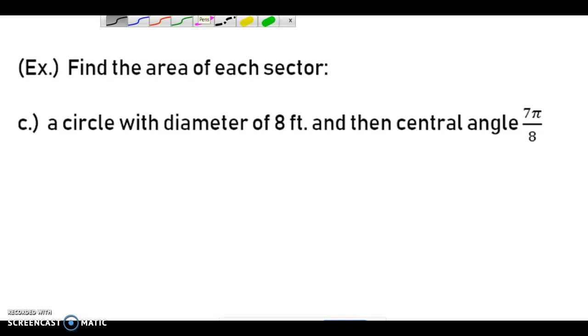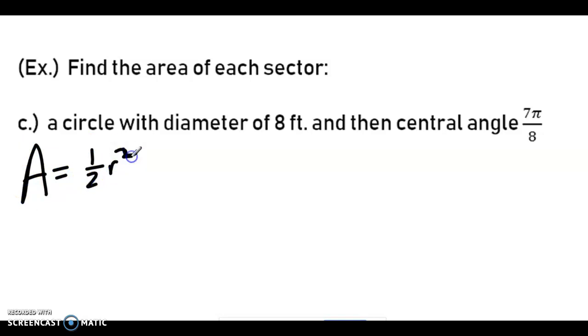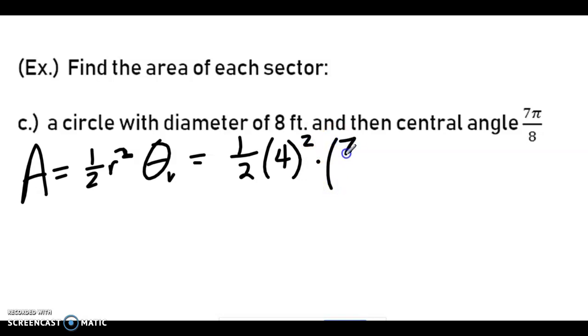Okay, so our central angle is in radian. So in order to find the area of that sector, we're going to use 1/2 r squared theta radian. And so we have 1/2 our radius. All right, so it gives us a diameter of 8 feet. What does that mean the radius is? 4. It's half of that. So we're going to square 4, multiply it by 1/2, and then we're going to take it times our central angle of 7 pi over 8.